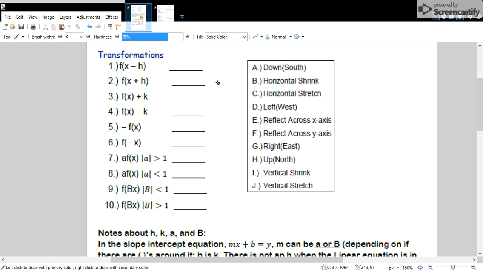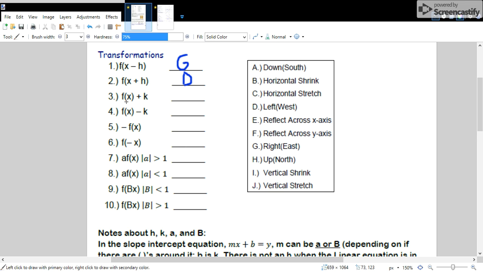translation. And that is a horizontal translation. So you put G right here. Number 2, we have f of x plus h. That is still a horizontal translation, and that will be D, is going left.